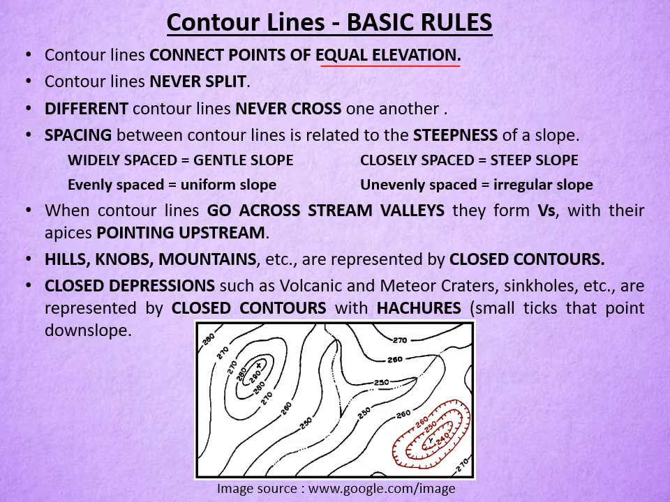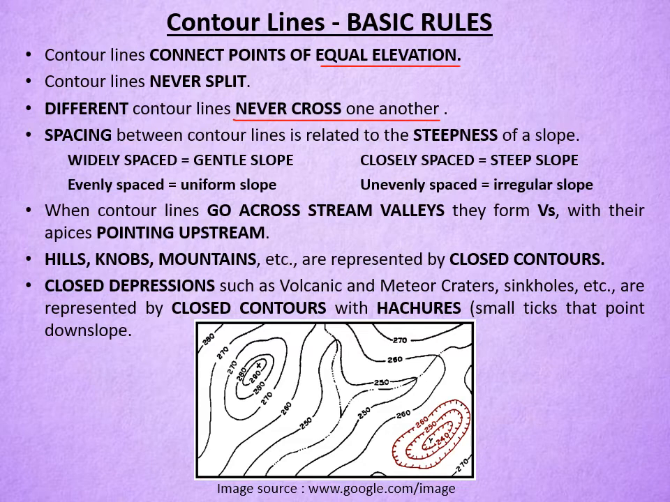Different contour lines never cross one another. So you can see no two contour lines having different altitudes can cross each other. It is an obvious reason: the 700-meter and 800-meter lines cannot cross each other. So that is why the lines joining those different altitude points also never cross one another.